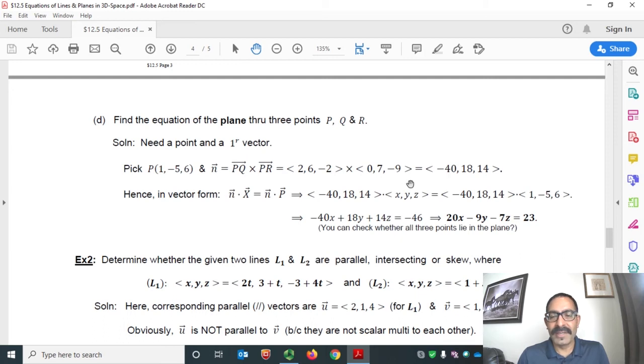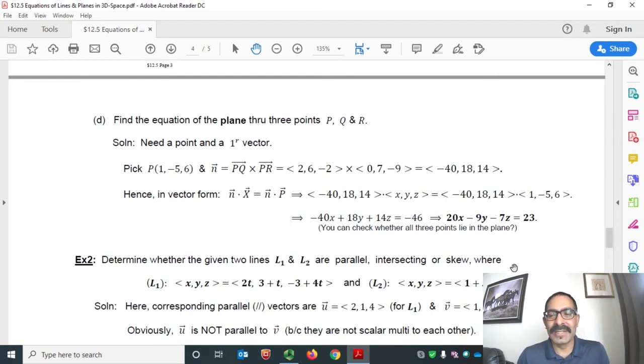N vector is here. X vector is simply x comma y comma z equals n vector, and this is the position vector of point P. Then after taking this dot product and simplifying, and again keep in mind, when you're taking a dot product, we multiply the corresponding components and add them. It turns out to be 20x minus 9y minus 7z equals 23. I hope this computation makes sense to you all.